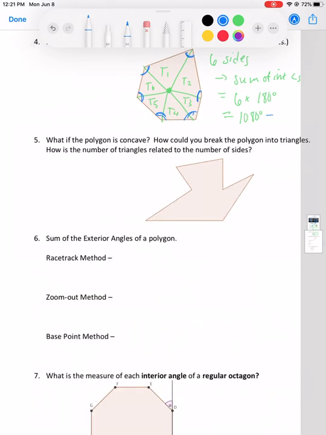So I'm going to subtract off this part right here in the middle. I've overcounted these angles here. So I'm going to have to subtract off 360 degrees to compensate, and that will give me my 720.